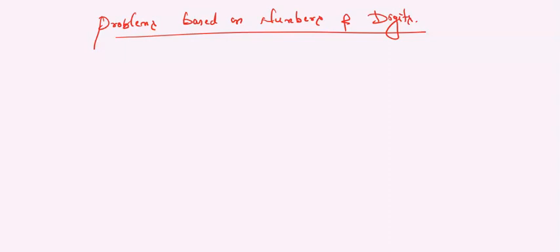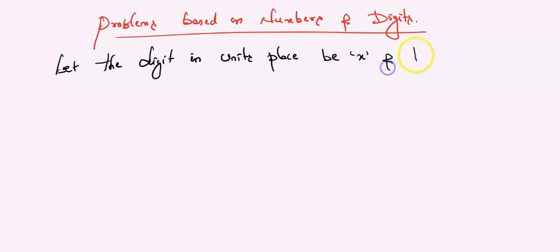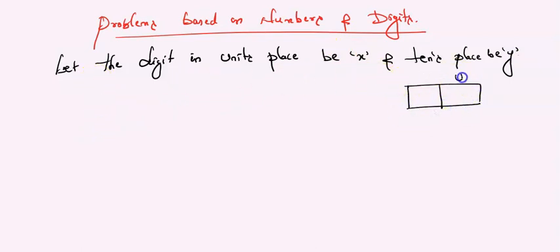Let's continue. If questions are based on numbers and digits, what do you have to do? How do you have to assume the digits or numbers? Very simple. First, let me assume the digit in units place be x, and the tens place be y. We have two digits, this is units and this is tens. We are assuming the units place as x and the tens place digit is y.